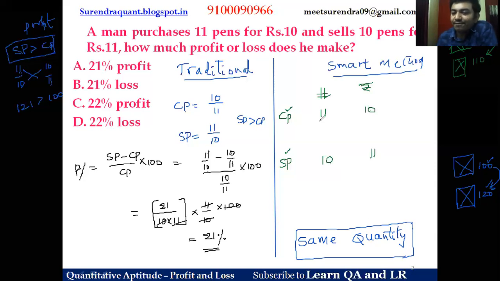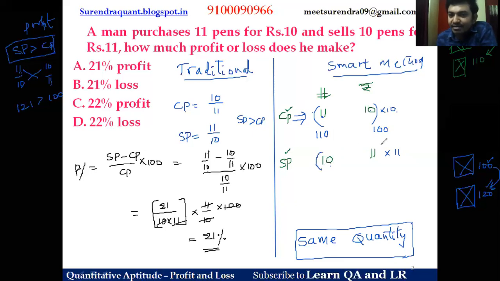What is the number of pens purchased here? 11. Here selling is 10. What is a common multiple here? To get that common multiple, multiply this expression with the number of pens in the second one, which is 10, and the second one with the first number of pens, that is 11. Now what I mean to say is 11 into 10, 110 articles, 10 into 10 for 100 rupees. I'm simply multiplying the number of articles by 10, and the price by the same. So 11 into 10, 110 articles, cost price is 100 rupees.